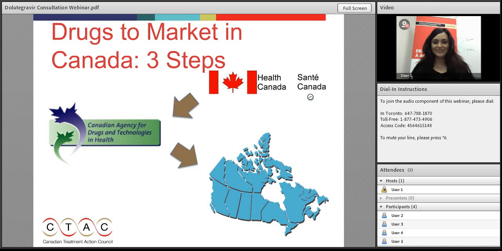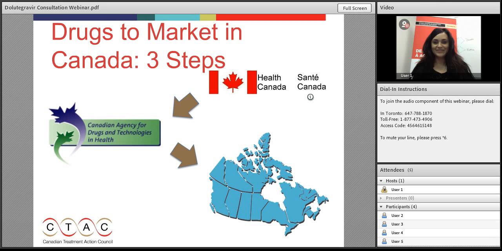And then the second step of drug approval occurs at the provincial level. So all provinces, with the exception of Quebec, who uses its own assessment system, participate in this process. The drugs are committed to the Common Drug Review, which is a part of CADTH, the Canadian Agency for Drugs and Technologies in Health. So Health Canada's drug safety and efficacy data are assessed to determine the cost effectiveness of new treatments for public health plans.